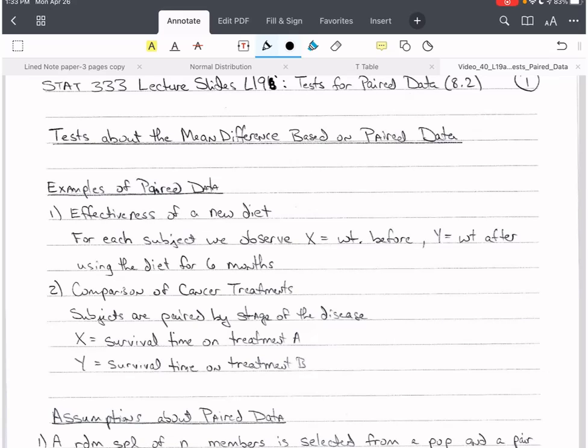Some examples here are the effectiveness of a new diet. For each subject, we observed X is the weight before, Y is the weight after, and the D would be Y minus X, let's say. So, hopefully it'd be negative, not positive, right? Lose weight. Or we could compare cancer treatments. Here we do not have the same person and two measurements, but we could pair them by the stage of the disease. So if they're in stage 1 of cancer, we could compare those. If they're in stage 2, we can compare those. So apparently that's been done.